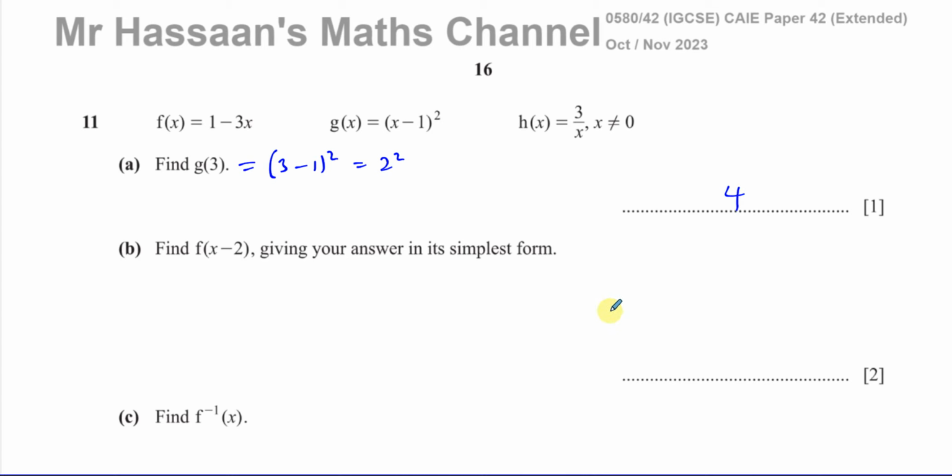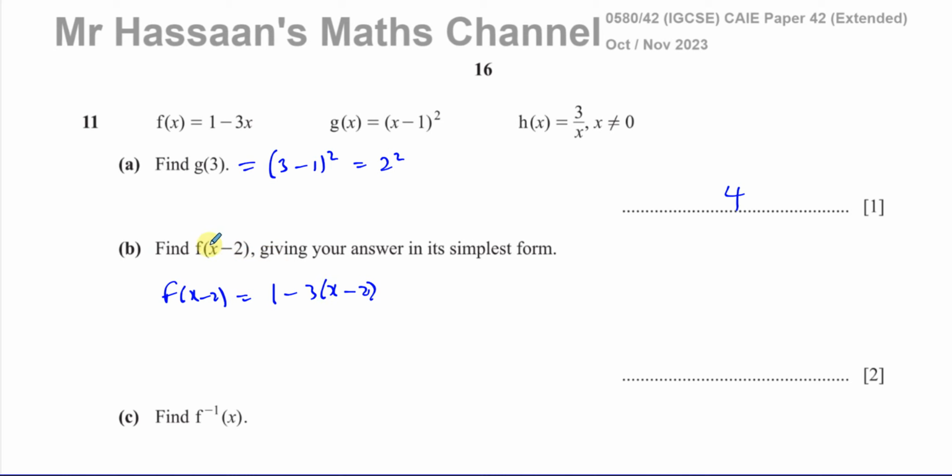Simple as that. And f(x minus 2) is no different. You do exactly the same thing, but in function f, whatever's in the bracket takes the place of the x. So f(x minus 2) means replace this x with whatever's in the bracket. So the x is replaced this time with x minus 2. If it said f(3), for example, we would replace the x with 3. It says f(x minus 2), so replace the x with x minus 2.